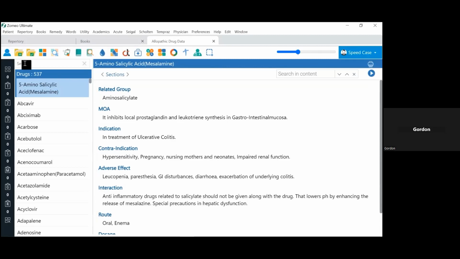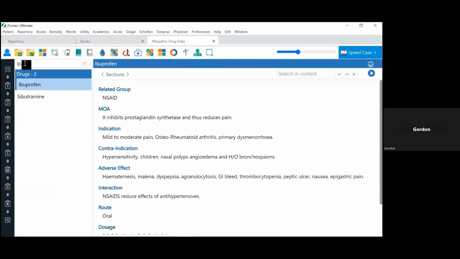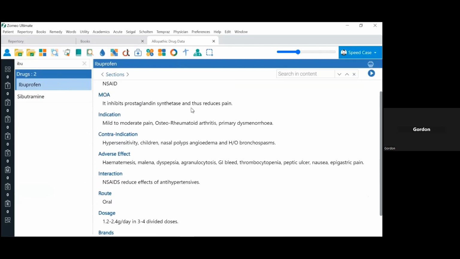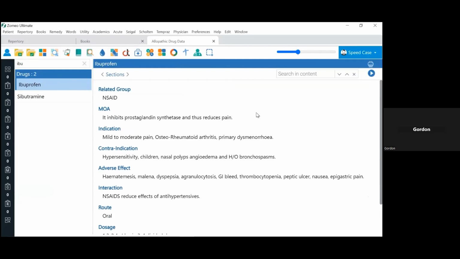So, for example, a drug like, say, ibuprofen, I look for it and here I get all the information related to ibuprofen, including its indications, its contraindications, as well as its adverse or side effects. This is how it helps us as homeopathic physicians to understand the difference between the side effects of the allopathic medicines and the actual symptoms of the patient.